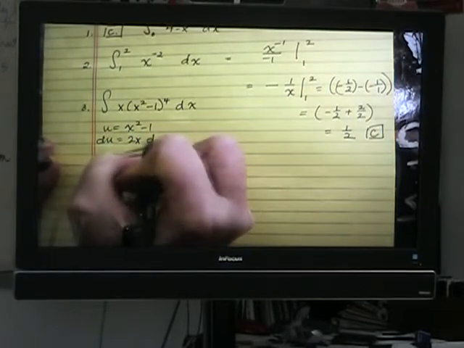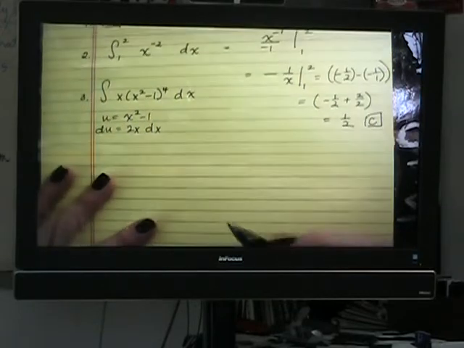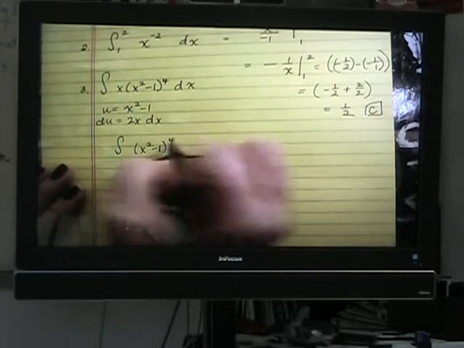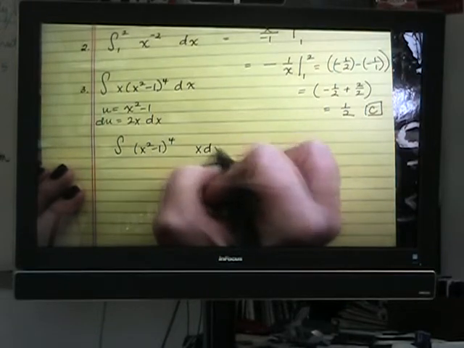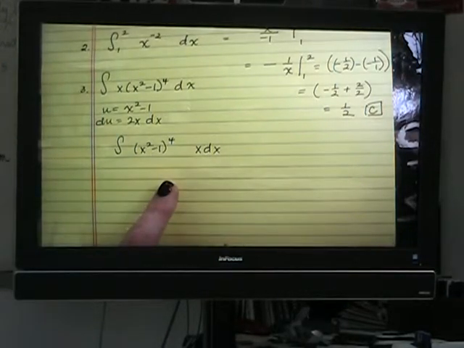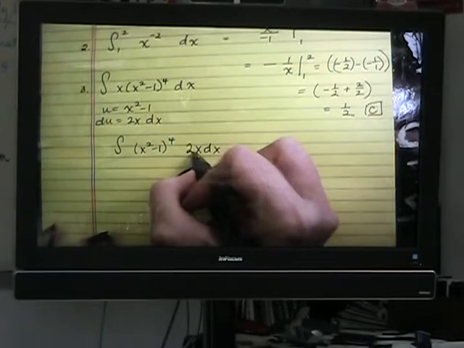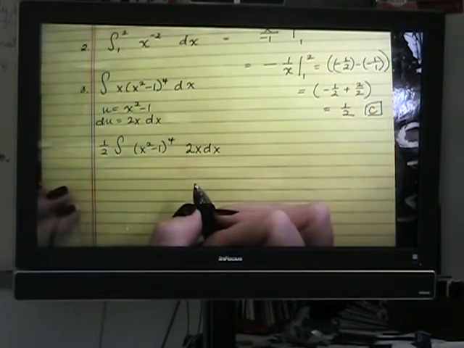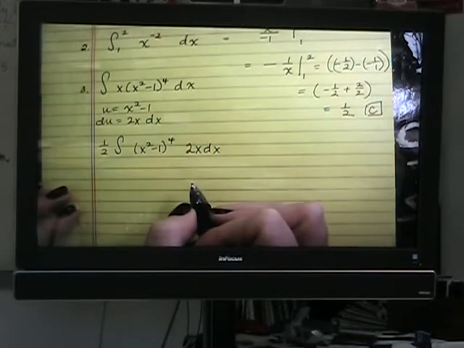Good, 2x dx. And so when I rewrite it, it's going to look like the integral of x squared minus 1 to the 4th. I'm going to move my x down here with my dx because I need to change it to 2x dx so that I can get it in terms of u. Balance it out with a 1/2. Everybody with me so far?